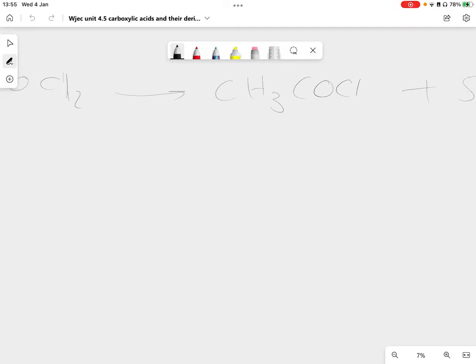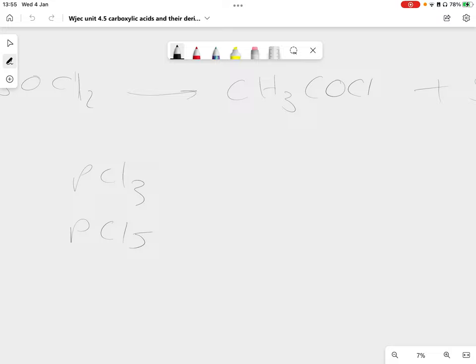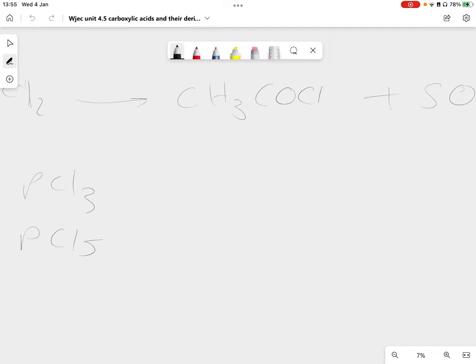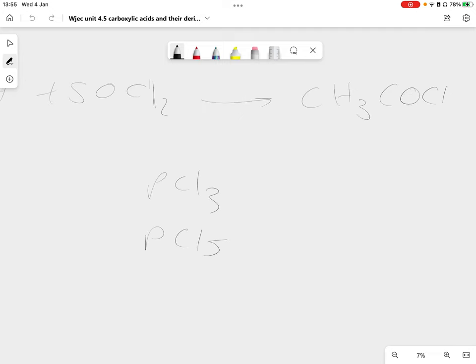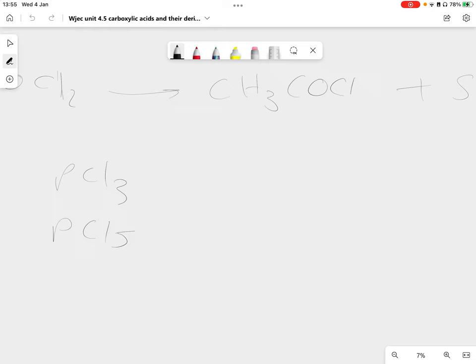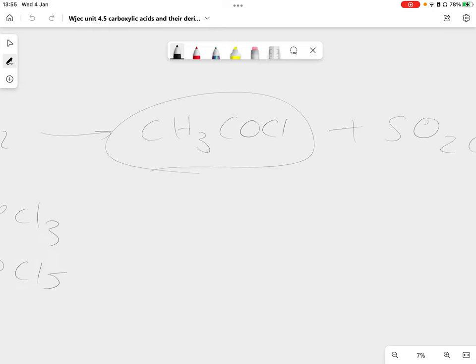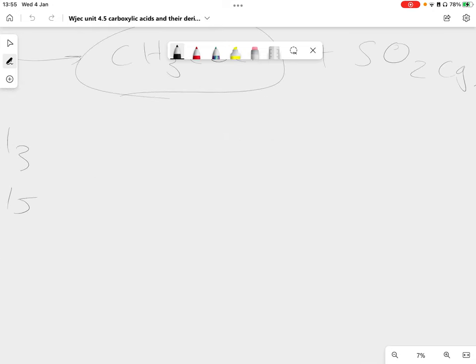The other 2 reactants we can use are PCl3 and PCl5. Now, SOCl2 is the better reactant because both products are gases. These 2 will form solids, maybe, or liquids. They'll form in the same state as the product we want. So the ethanoyl chloride in this way would be easily extracted because all the other products are in gaseous state.